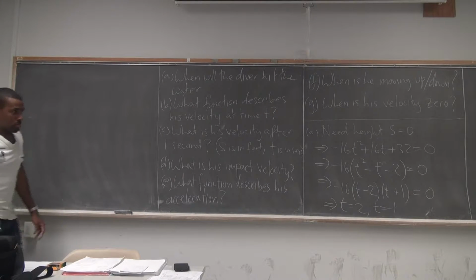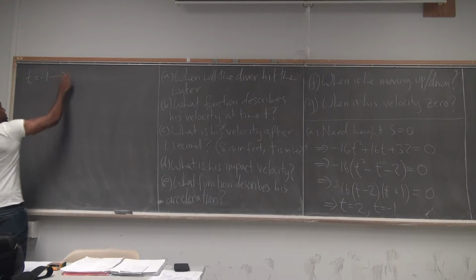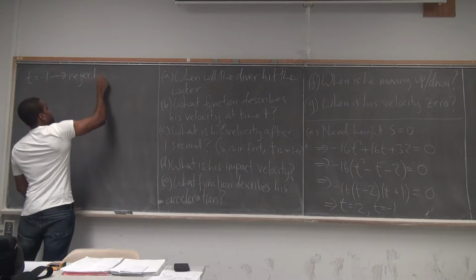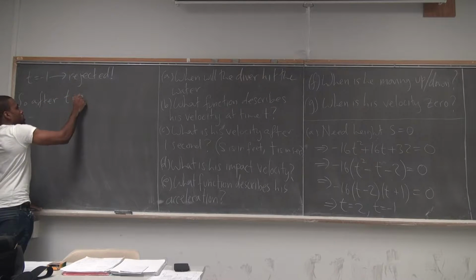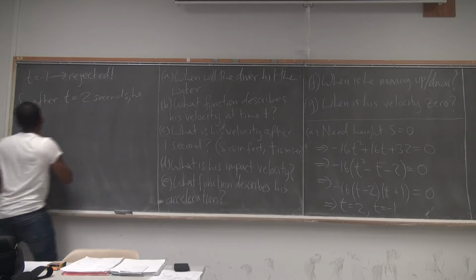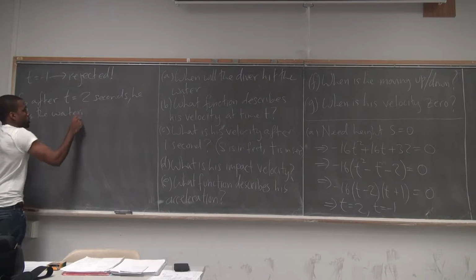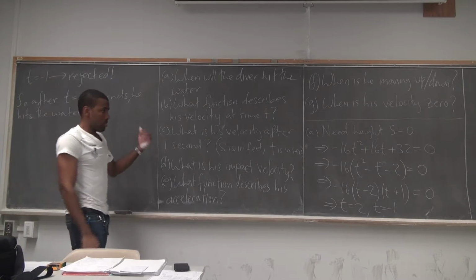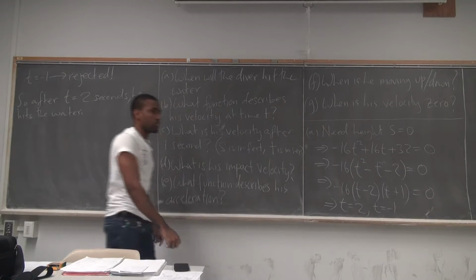Now we're nowhere near quantum physics yet, so negative time doesn't make sense for us. So t equals minus 1 is rejected. So after t equals 2 seconds, he hits the water. Right? So in this situation, if this is the function that describes his position, he will actually hit the water 2 seconds after jumping off the platform.